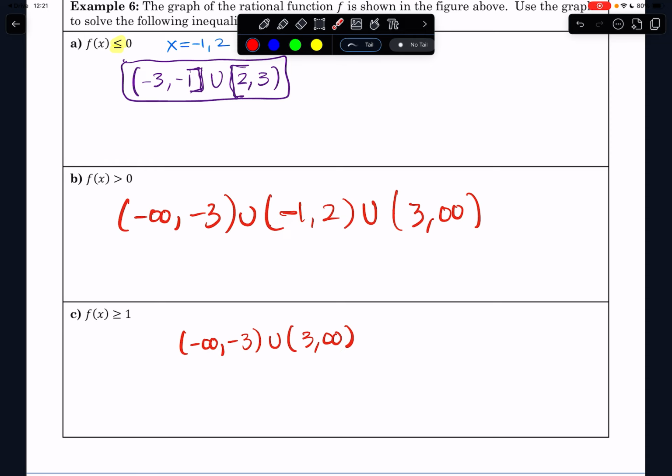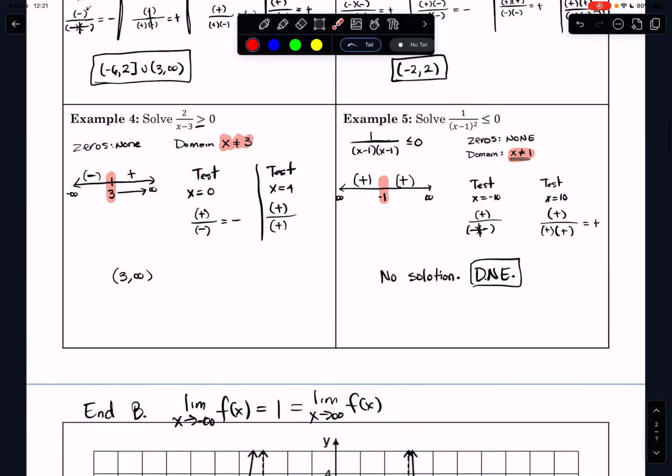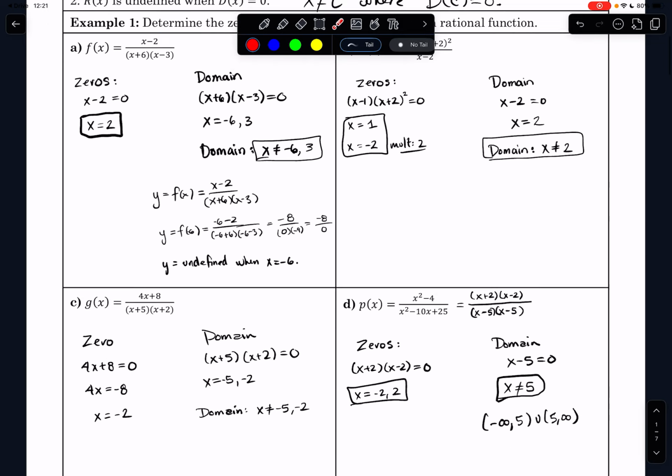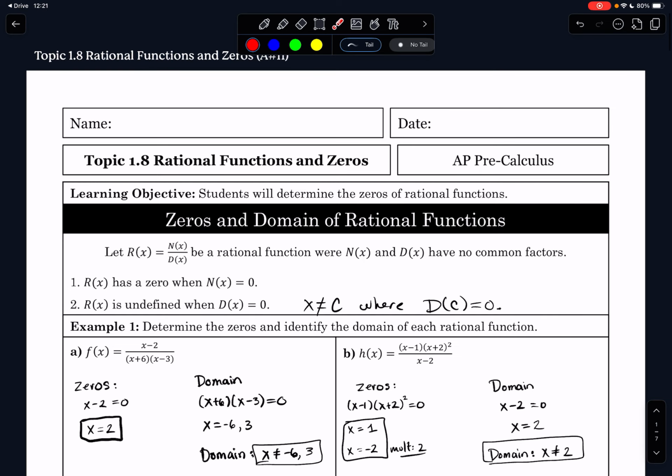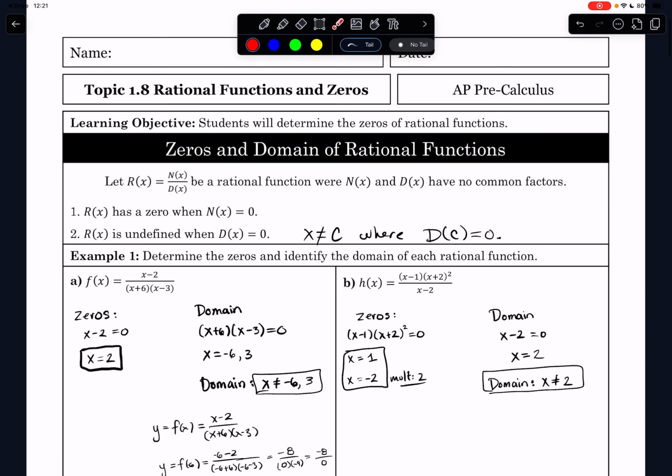Now that concludes our notes for this topic, topic 1.7. I'm sorry, 1.8, rational functions and zeros.